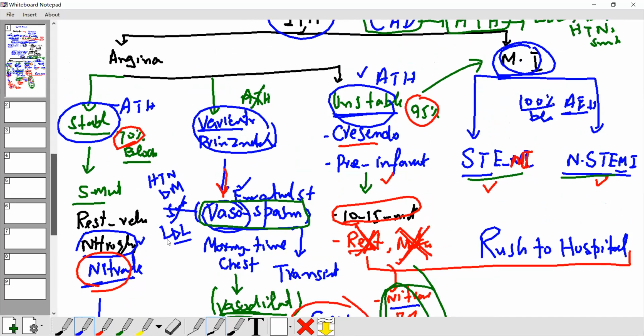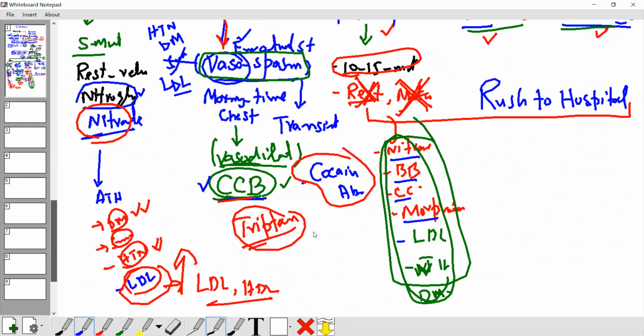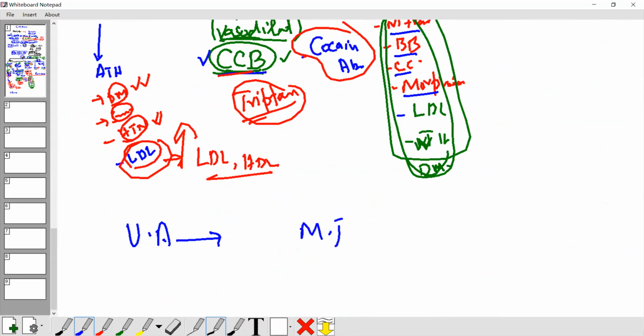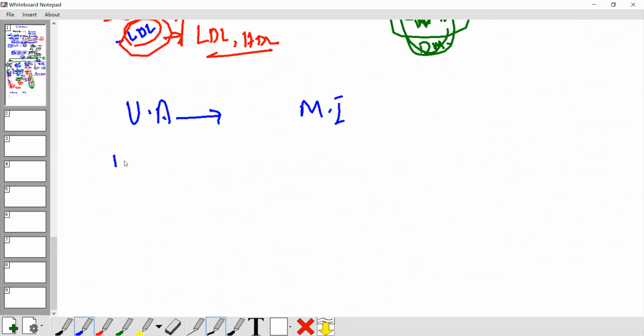Unstable angina and MI are quite similar. What is the similarity? The pain duration is 10 to 15 minutes. Here the pain duration is still 10 to 15 minutes, sometimes exceeding 30 minutes. The pain is also very severe. Understand? Very severe pain.